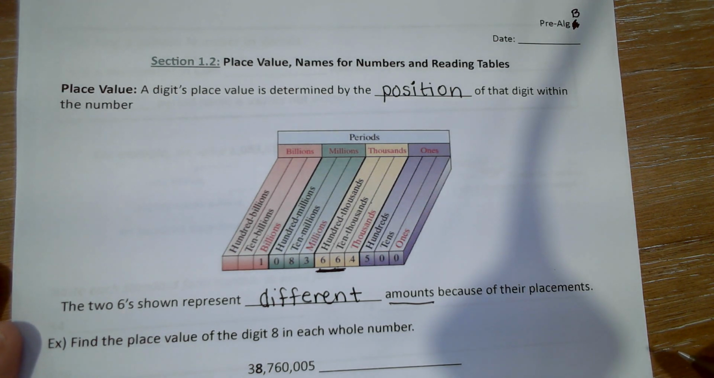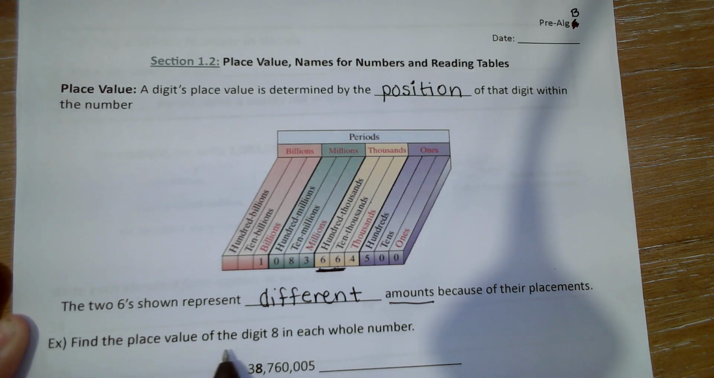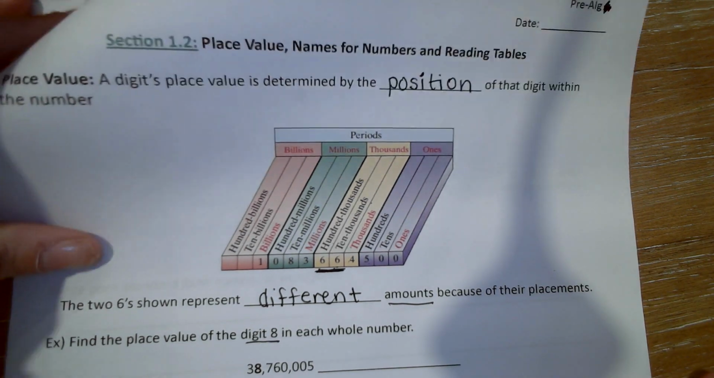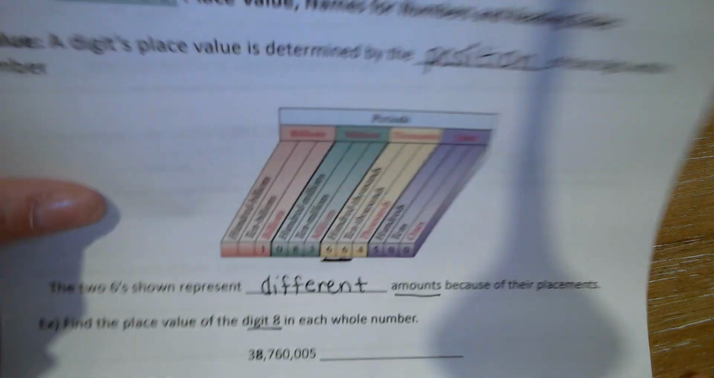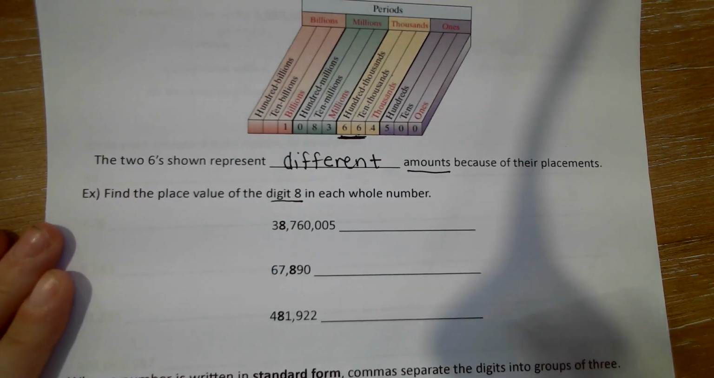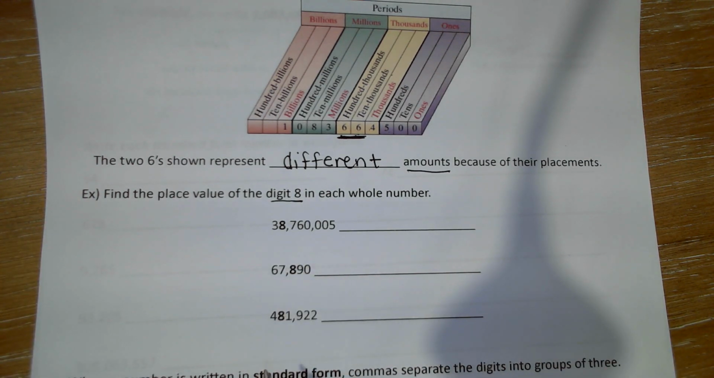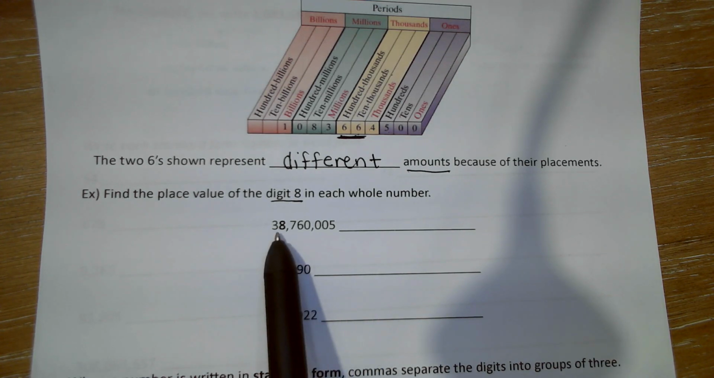All right. So moving on, let's find the place value of the digit 8 in each of these whole numbers. So the digit 8 is an 8, right? It's worth 8 ones. But when it's in a different location or position in the bigger number, then it has a different value.